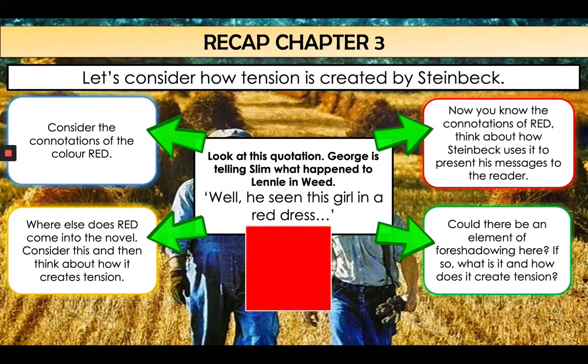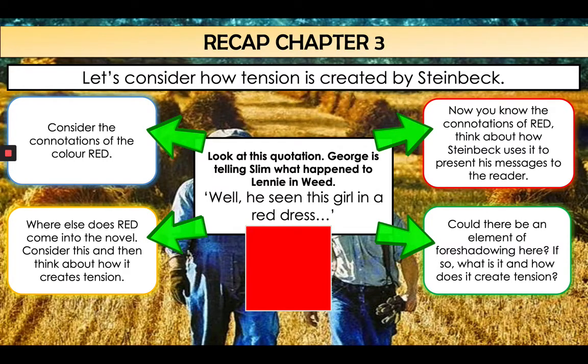Okay, so what we're going to do now is recap very quickly a couple of moments from chapter 3 before we get onto the worksheet that you're going to be doing. In the middle, you've got a quote. George is telling Slim what happened to Lenny in Weed.